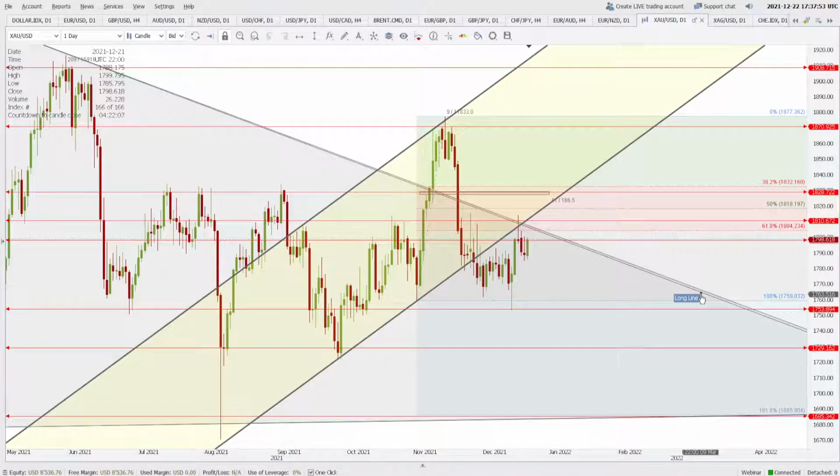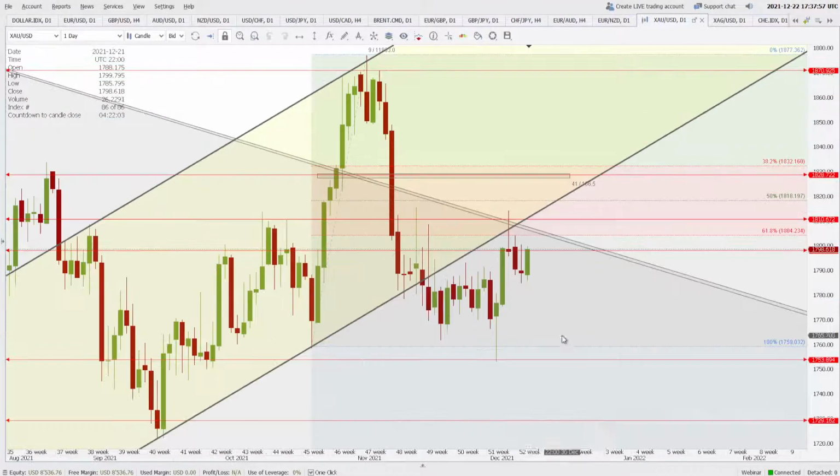Alright friends, talking about the gold, it is trading at 1798.61 right now. Yesterday there was a bearish pin bar at the resistance. We had a high of 1800.43. Today the price made a high of 1799.79. Yes, there are sellers in the market, but there are not enough sellers to push the price back to 1753.